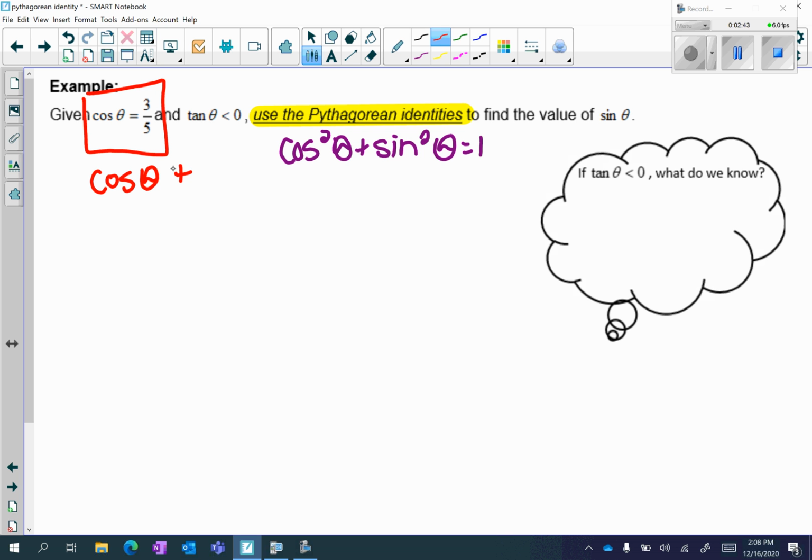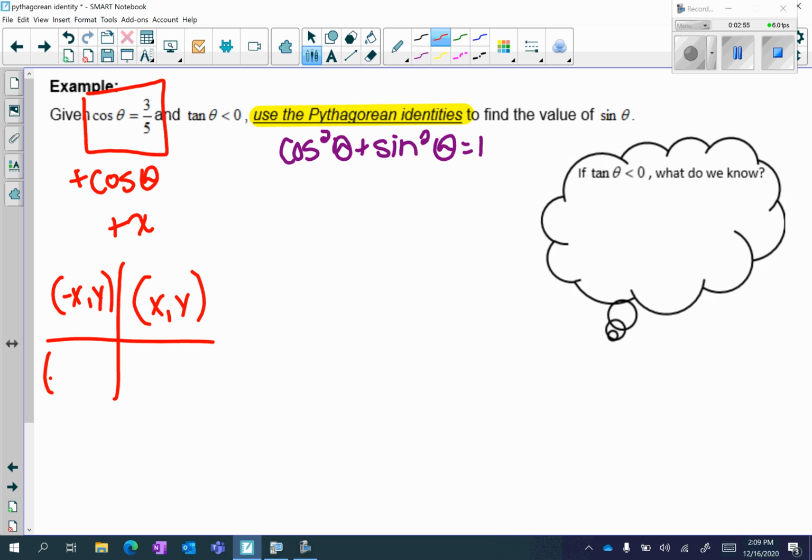which means that x is positive. Let's put the positive in the front. So I have a positive cosine theta, which means I have a positive x. On my coordinate plane, these are my different quadrants. So if I have a positive x, that means I cannot be in quadrant 2 or quadrant 3. I must be in quadrant 1 or 4.